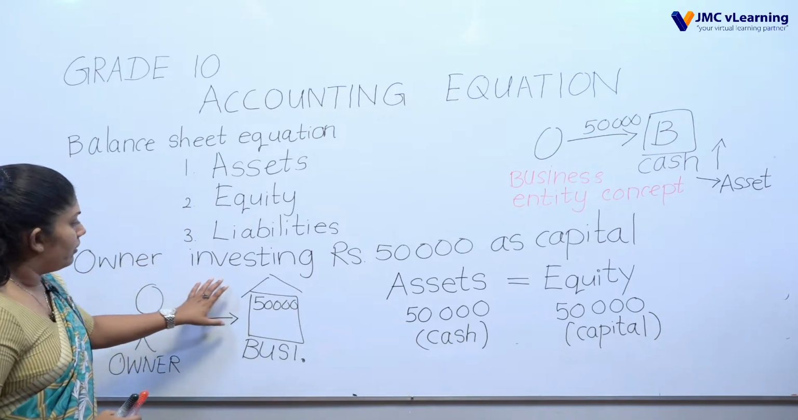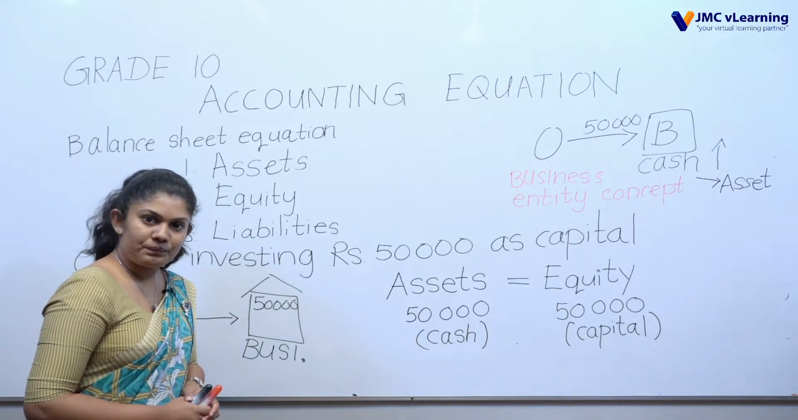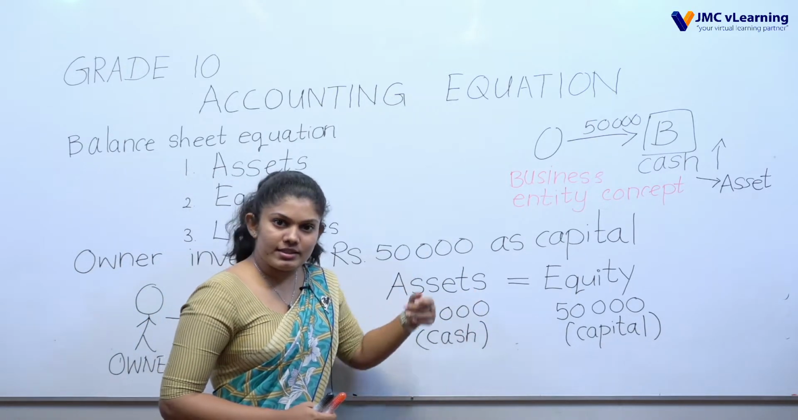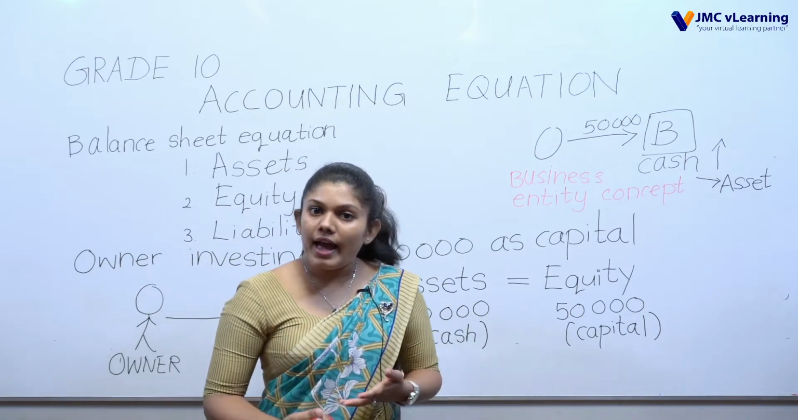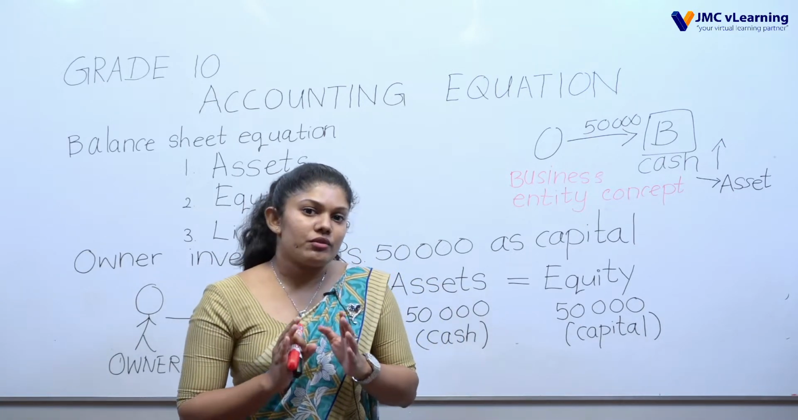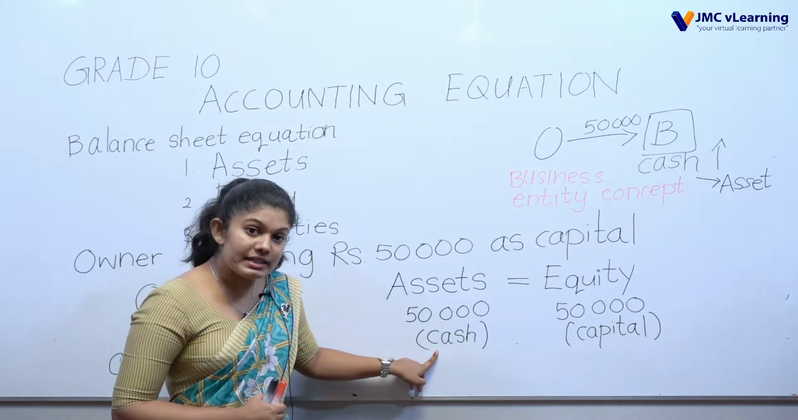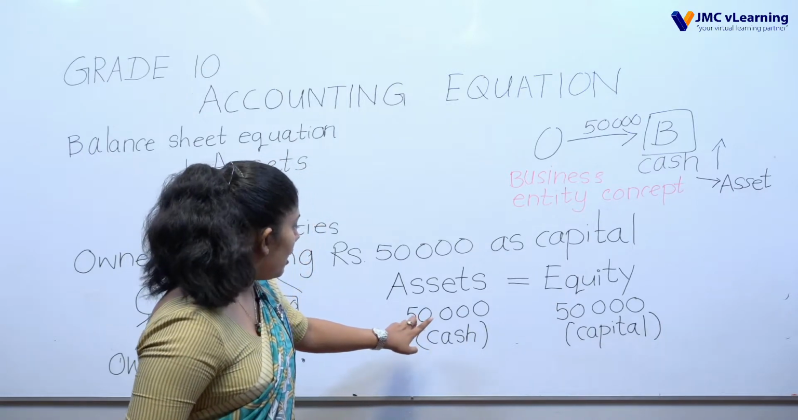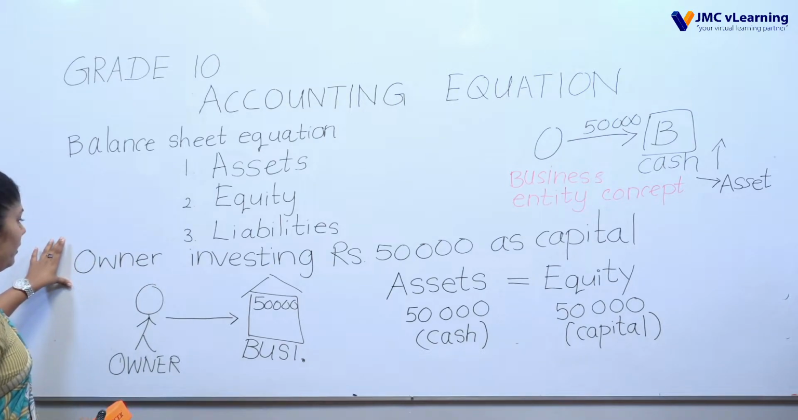Now, we talked here about investing cash. Now guess, he invested something else. Owners can invest anything. A building, land, a motor vehicle, like that. Now I taught you how to record if we invest cash. Now let's see what happens when he invests something other than cash. We'll take the same example.